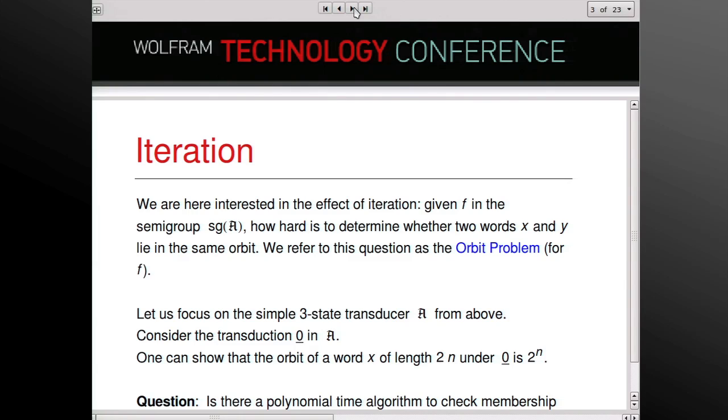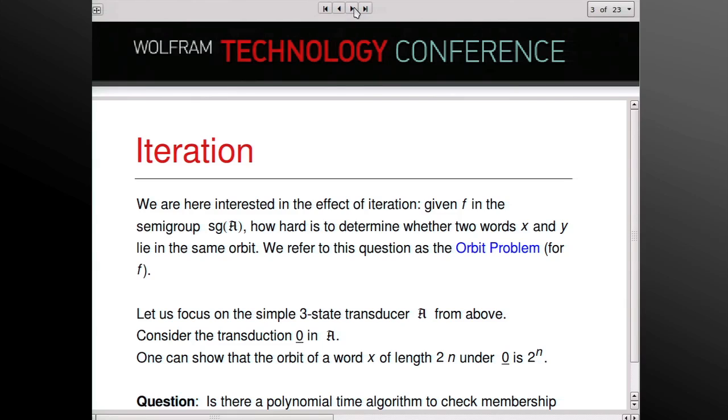So what I'm actually interested in is not so much the group theory. I'm interested in the automata theory. And so what I'd like to understand is what happens when you apply one of these maps over and over and over again. I'm interested in iteration. And so the first problem that one would like to tackle there is the following.